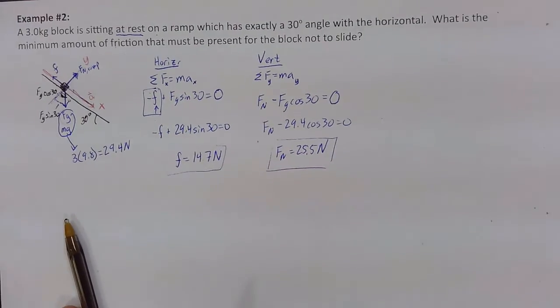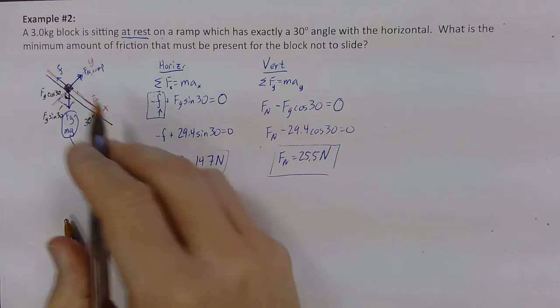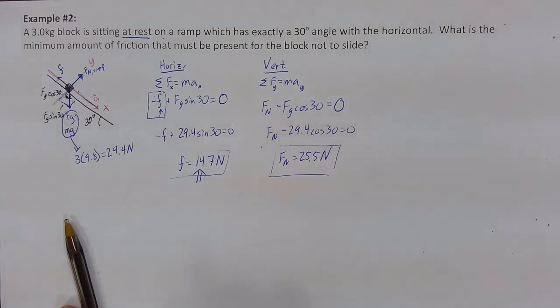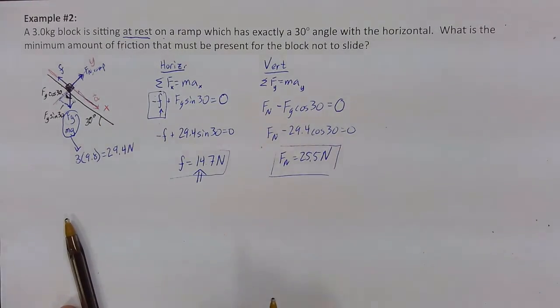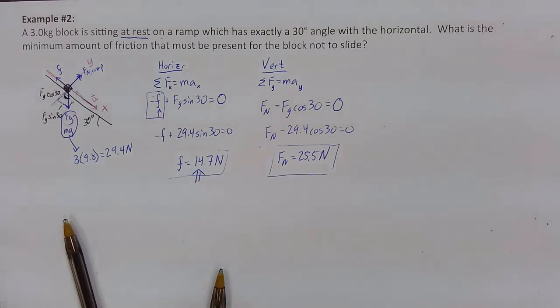So there we go. We were able to find the minimum amount of friction. Along the way, we were able to find the normal force that's there as well. That's another question that could be asked of you. And we were able to finish up the question and use kind of this new little trick in being able to solve Newton's second law questions.